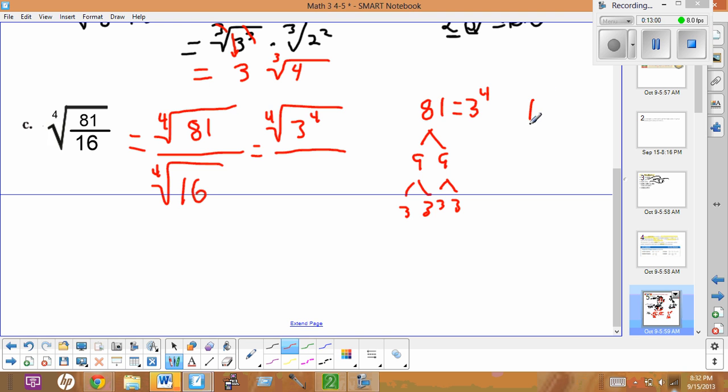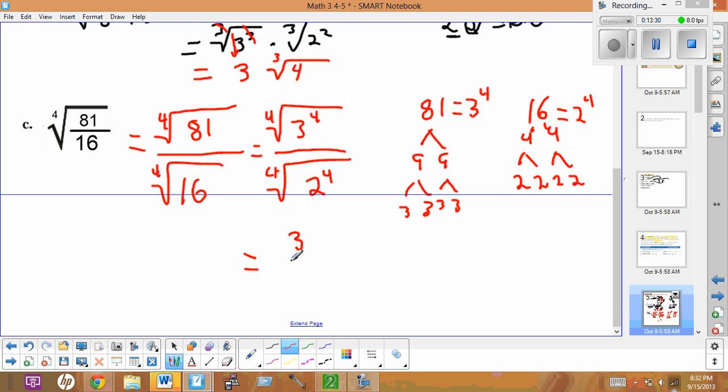Doing the same thing with 16. 16 is 4 times 4. And the 4s can be simplified down to 2's. So 16 is 2 to the 4th power. And again, our exponent matches our radical. Since these two match in both numerator and denominator, we can say that the fourth root of 3 to the 4th is simply just 3. And the fourth root of 2 to the 4th is simply just 2. And there it is simplified.